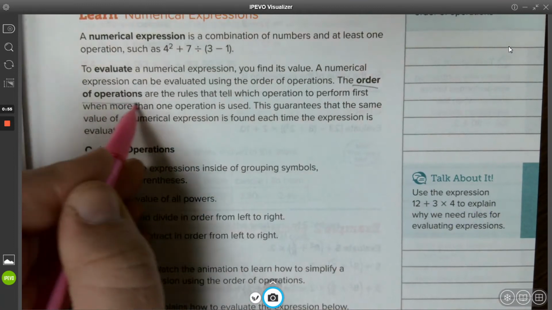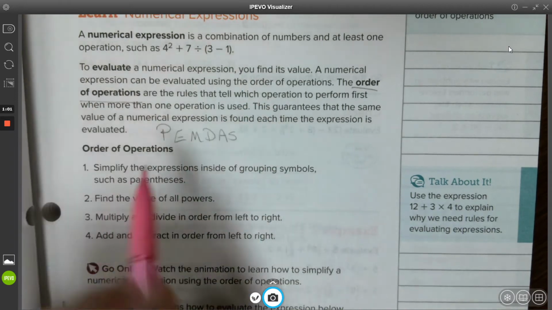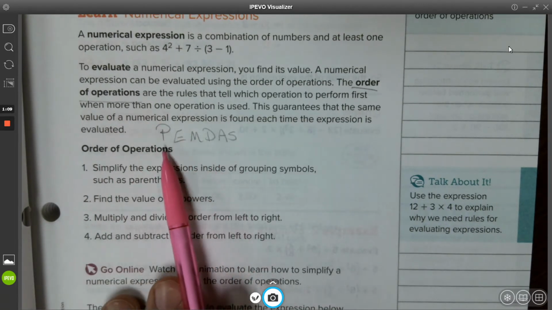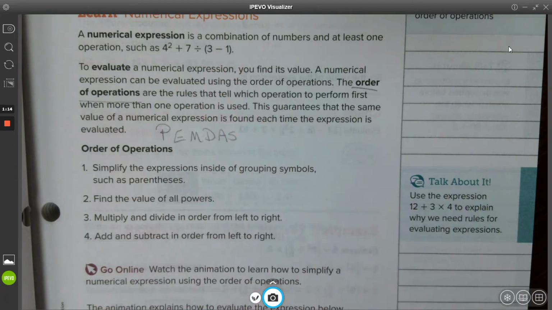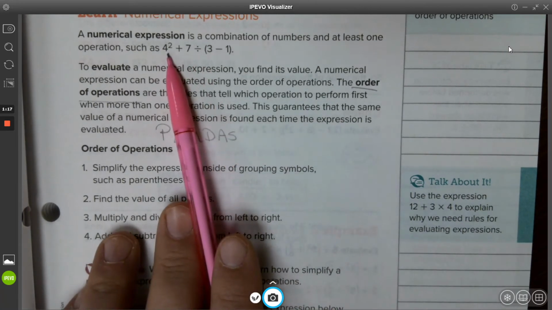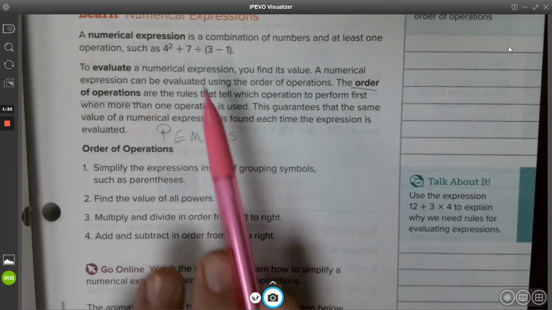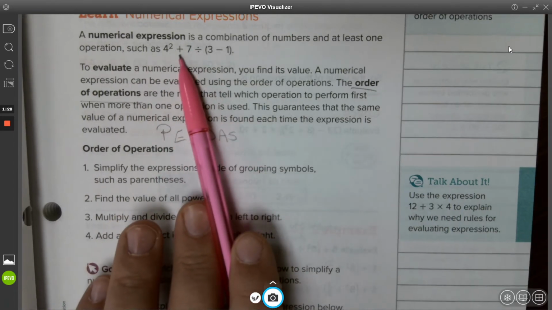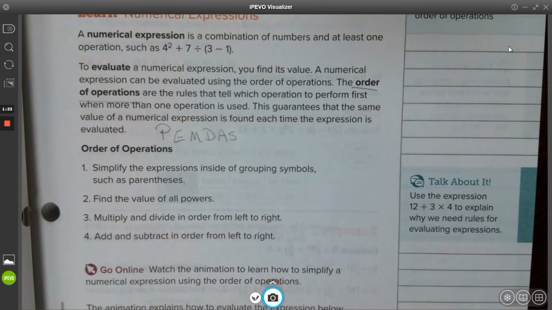Order of operations. Remember, that is PEMDAS. And it's a set of rules that tell us what order we need to actually complete the problem in. So when we look at the order of operations, we start with the parentheses. In this example, we would start with that 3 minus 1. Then we would go to our exponent, which is the 4 squared. Then we would multiply or divide. Well, in this case, we have a division problem. And then we would add and subtract. So this is our order that we would use for doing this.